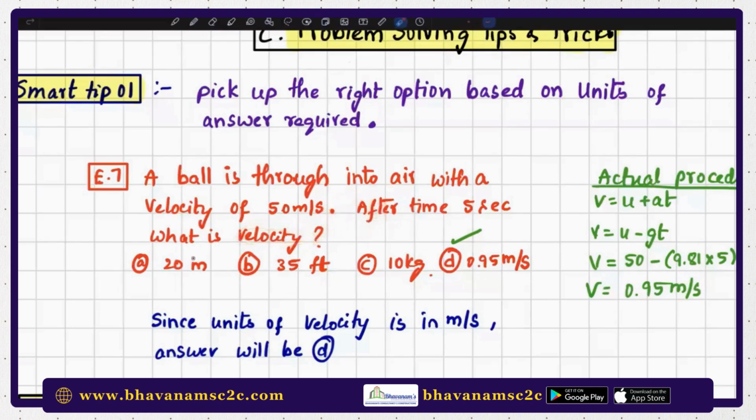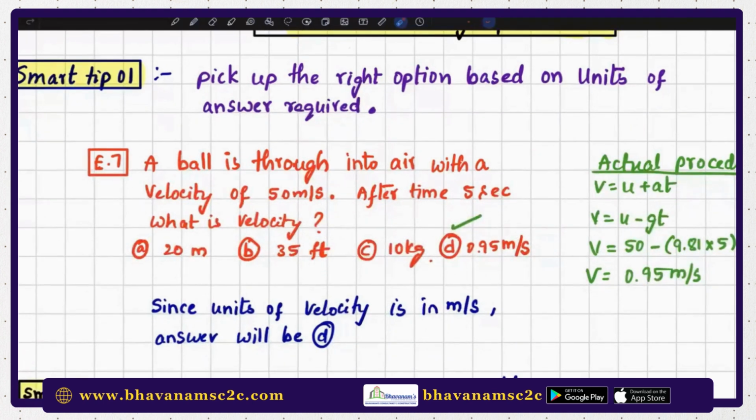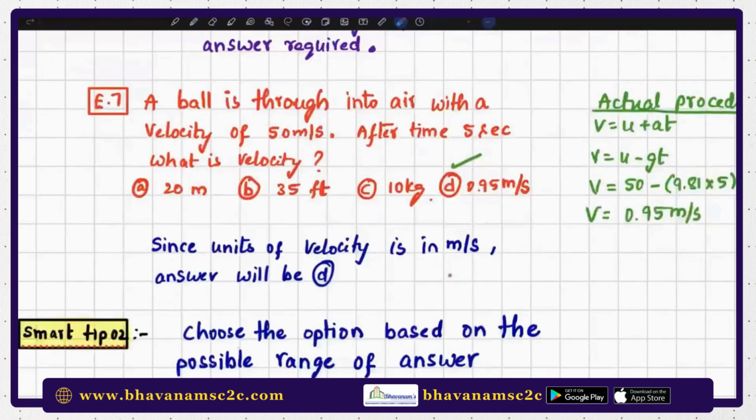Then, if you see option A, it is in meters. So this is not the answer. If you go for option B, this is in feet. This is a unit for length. So it is not the answer. If you go for option C, it is a unit for mass, 10 kg. So it cannot be the answer. I want the answer for velocity, whose unit is meters per second. So now the answer is 0.95. So instead of knowing any topic, any concept, any subject, you can answer some of the questions. So this is the first tip.